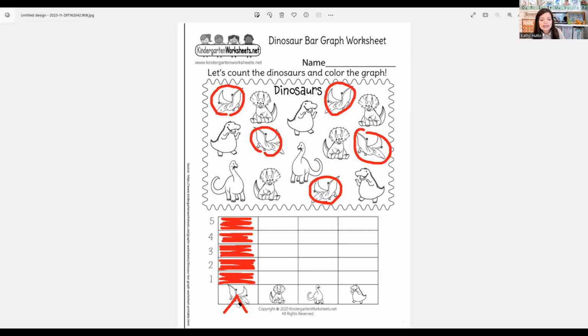Okay, now we're going to see how many dinosaurs we can find that have 3 horns. Can you look for the 3-horned dinosaur? Here's one. Here's another one. Oh, you found one. Any more? Right here? Okay, let's count and see how many. 1, 2, 3, 4. So let's color one space for each 3-horned dinosaur.